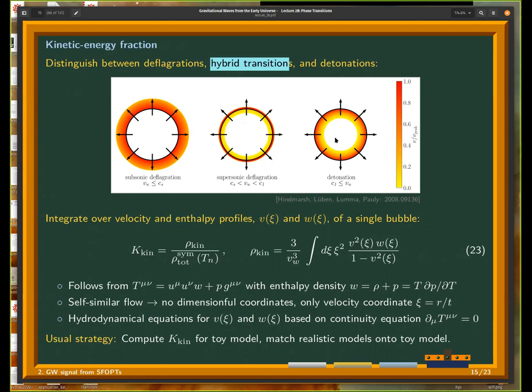I can also provide you with more references. This figure is taken from this review by Mark Hindmarsh. These are lecture notes by him on phase transitions and gravitational waves from phase transitions that appeared on the arXiv just last year. If you want to know more details than I can tell you, I really recommend having a look at these lecture notes by Mark Hindmarsh.